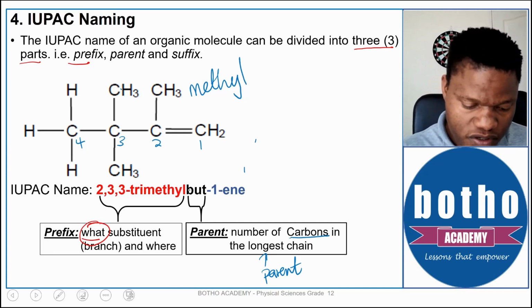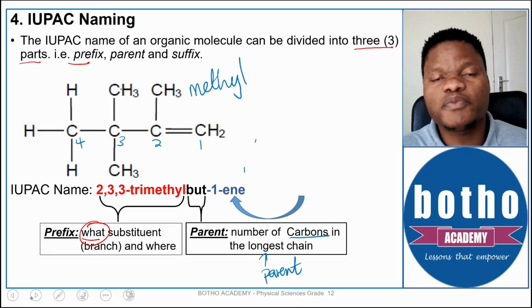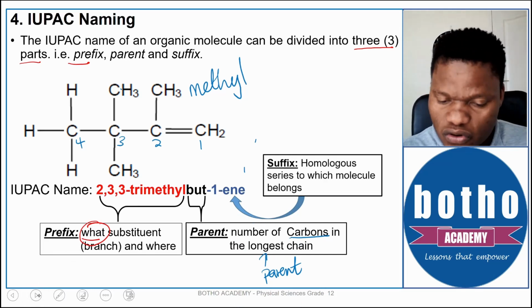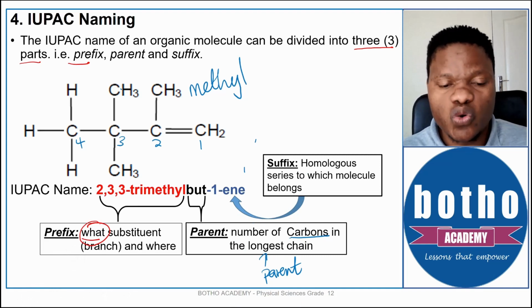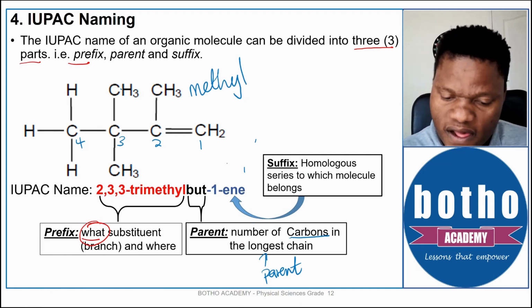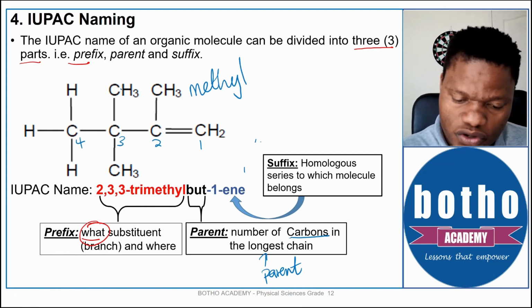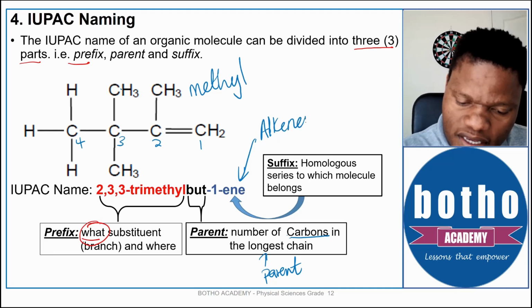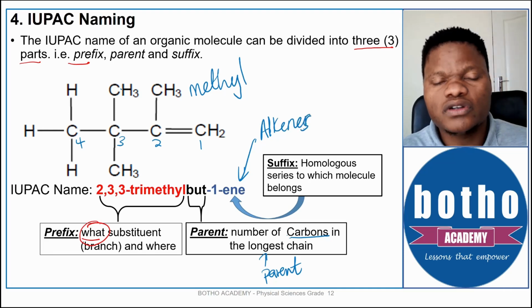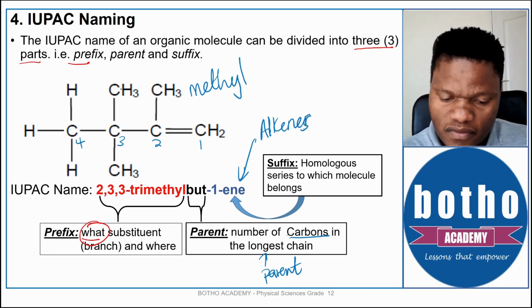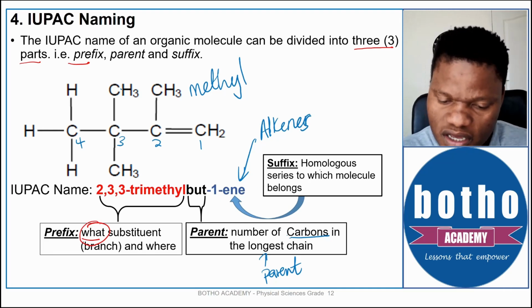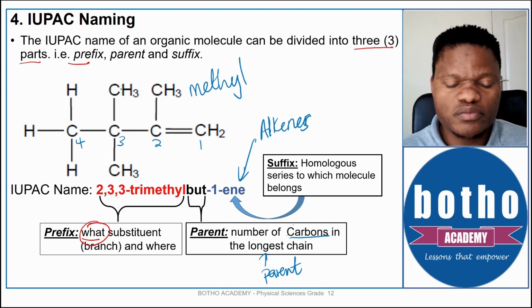Then we have what we refer to as the suffix. The suffix part of the name tells us the homologous series to which this compound belongs. The ene there is telling us this belongs to what we call alkenes, based on the ending of the name. So this ending represents the homologous series to which the molecule belongs.